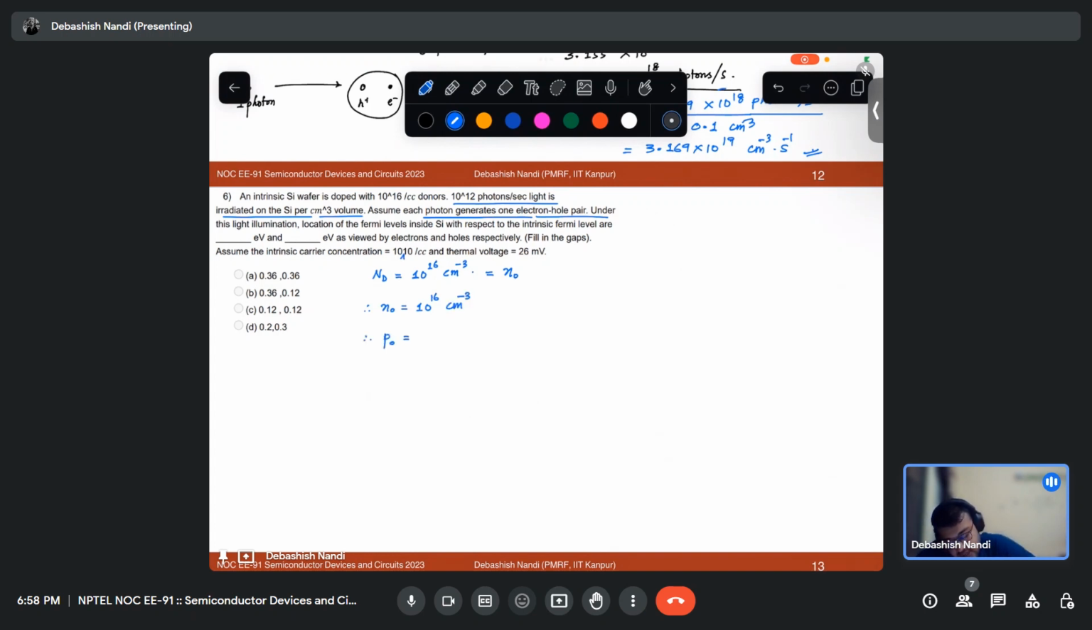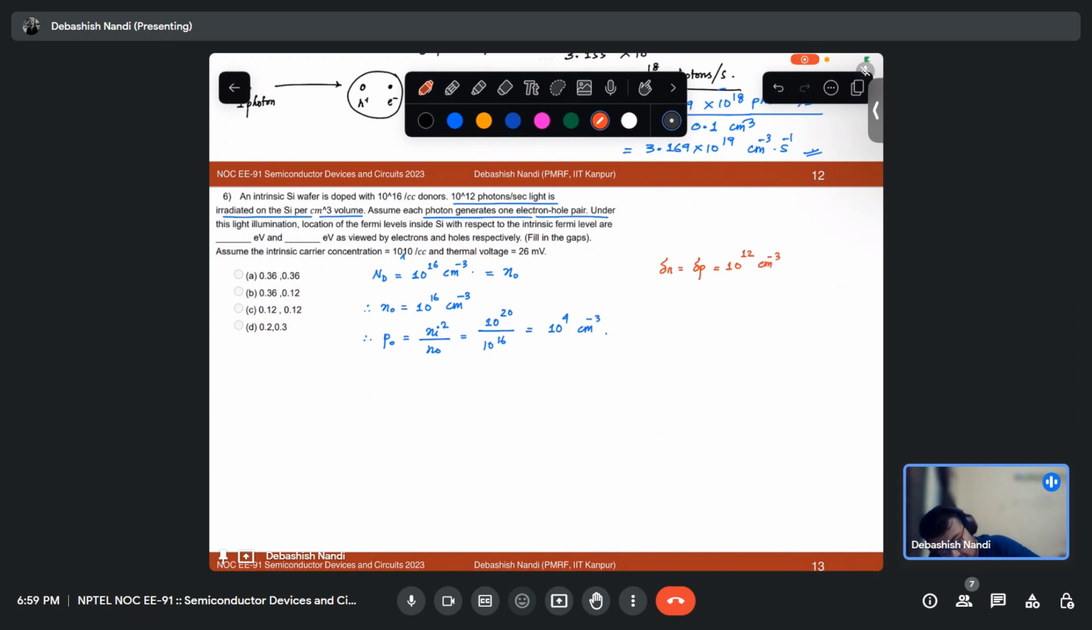This is power. Okay, Ni square over N0, that is 10 raised to 20 over 10 raised to 16, that will be 10 to the power 4 per centimeter cube. Now suppose light is incident on the silicon slab. Then what happens? Excess electrons and excess holes generate, because they are created in pairs, so the number of excess electrons and excess holes will be the same, and it is 10 to the power 12.